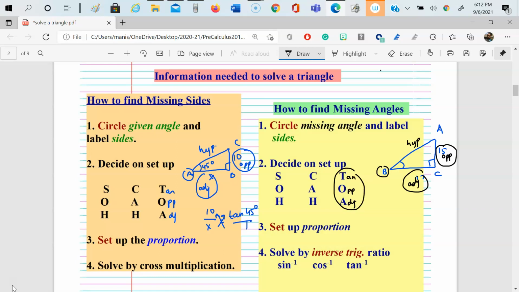Set up a proportion. How do we set up a proportion? We write these two sides in the form of a ratio, and since this is equal to tangent of B, this is 15 over 17 is equal to tangent B. Now we take the inverse of tangent. So it will be tangent inverse of 15 over 17 is equal to B. You type this in your calculator, which gives you the value of angle B. This is how we were doing this earlier.